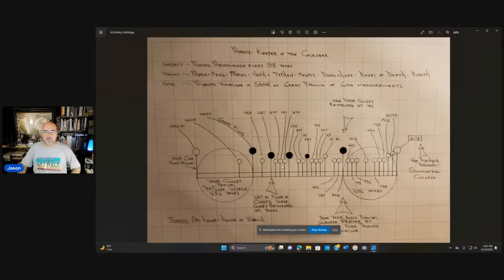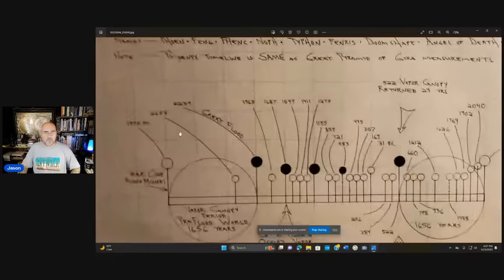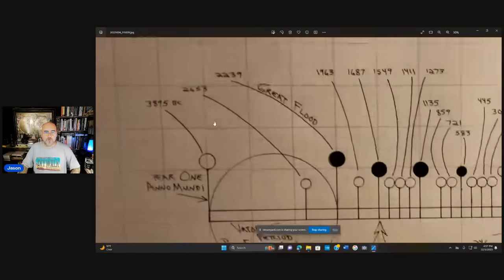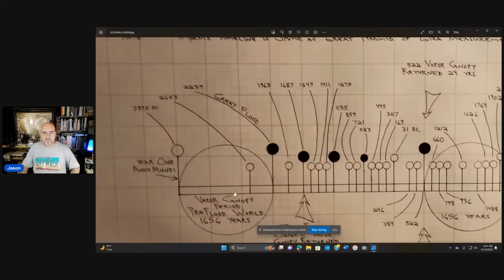Many of you have seen this. So the Great Pyramid is basically an architectural calendar, and if you lay it all out in the arithmetic that it demonstrates, this is what you get. Look at 3895 BC right here on the left. Every 138 years, there's 1656 years of the vapor canopy world. There's the Great Flood, 2239 BC. 138 years, you get 1963 BC.